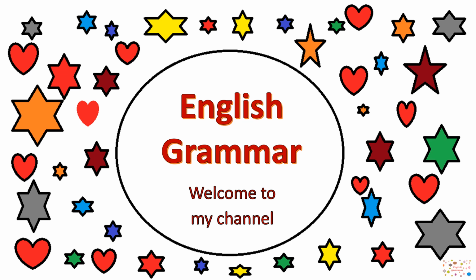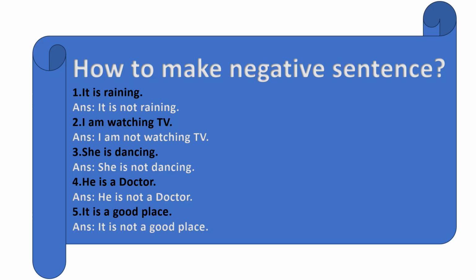Today we will learn how to make a sentence negative. So here are some examples of how to make a sentence negative. The first one is: it is raining. The answer is: it is not raining. So here, the sentence is "it is raining," and we have to make this sentence negative, which means "it is not raining."